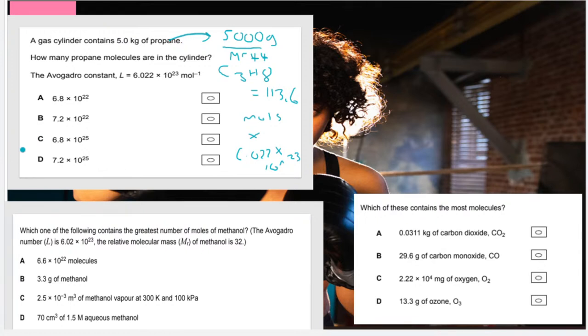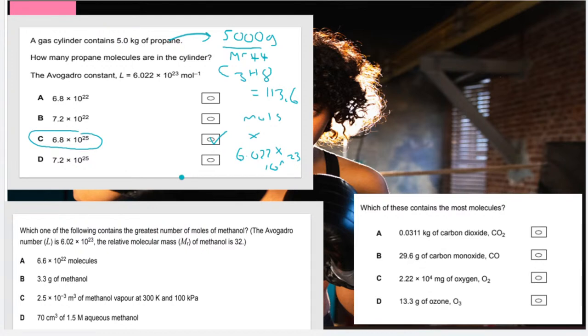If we do 5,000 divided by 44, we get 113 moles, or 113.6. We then times that by 6.022 times 10 to the 23. And our answer comes out as 6.8 times 10 to the 25, or closest to it, 6.83 something. So once you do 113 times 6.022 times 10 to the 23, you'll get that.